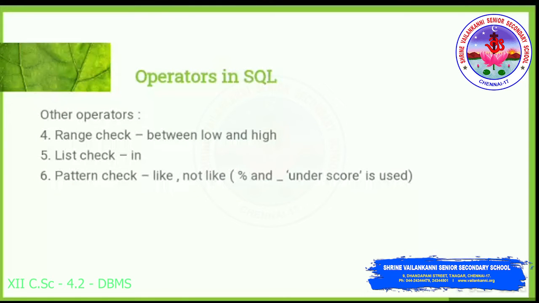The other operators are range check, that is between. So between is a keyword which is used for range check. List check. So we have a list of values for which we are going to check. Here the keyword used is in. Pattern check, this is used in case of strings. So we use the pattern check, like, not like, and the percentage and underscore are used as special characters to identify the pattern.